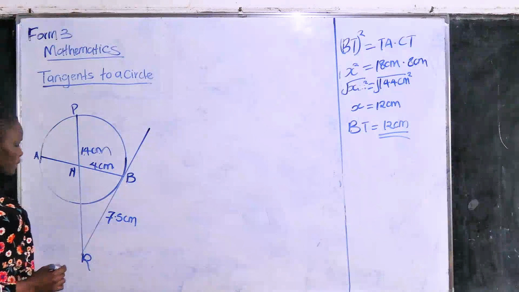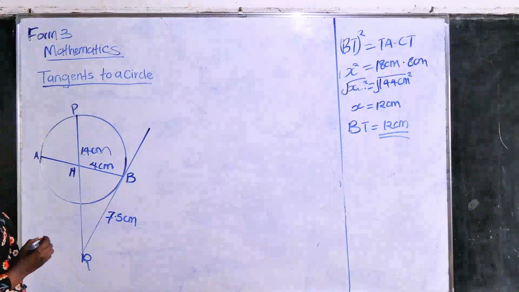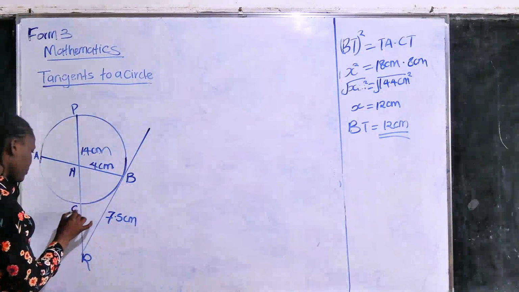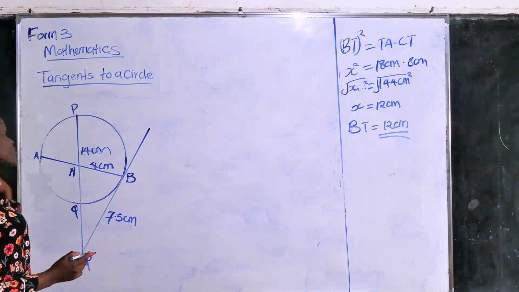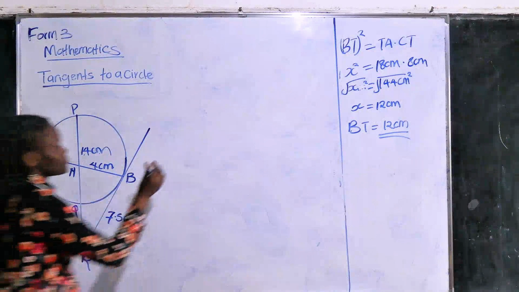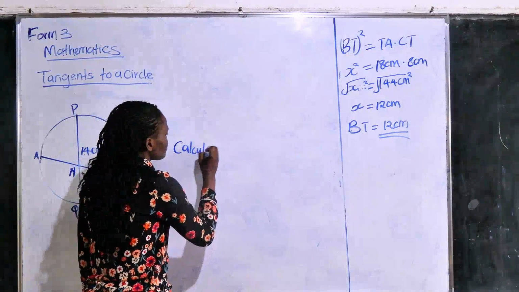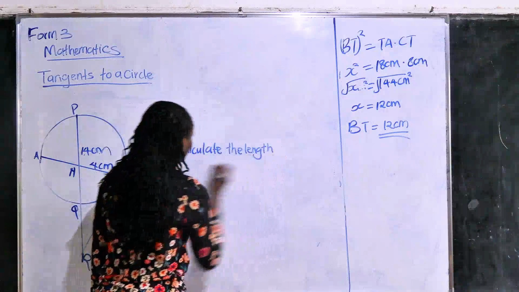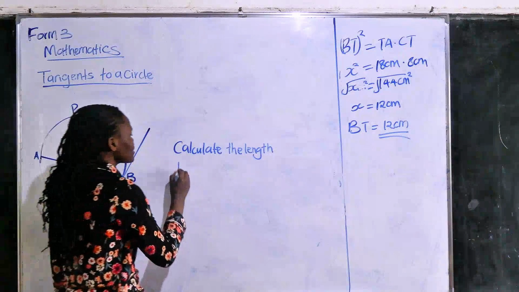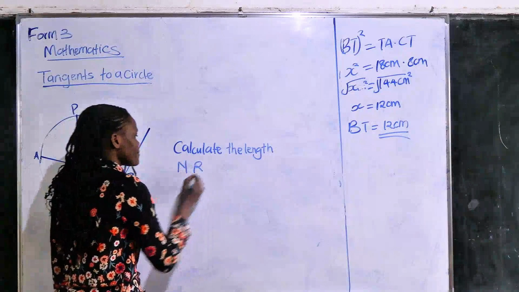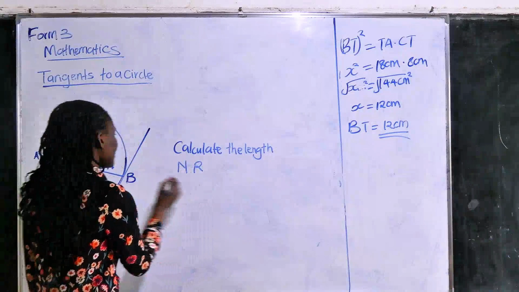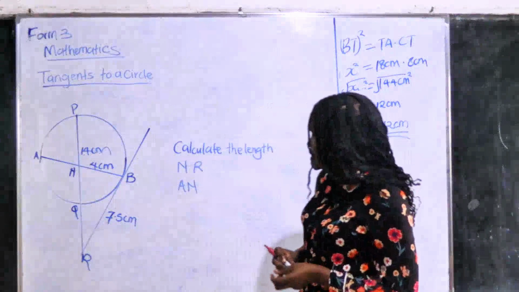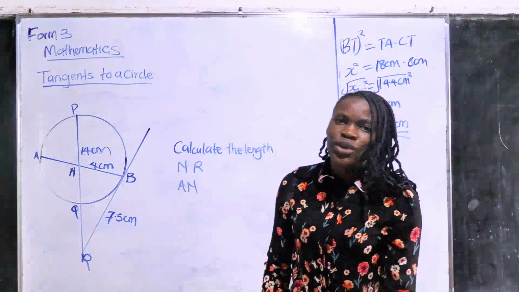So this is the diagram. We are told now to calculate the length of NR, and after that the length of AN, where this is Q. Calculate the length of NR and AN. I want you to try out that as we have a break.